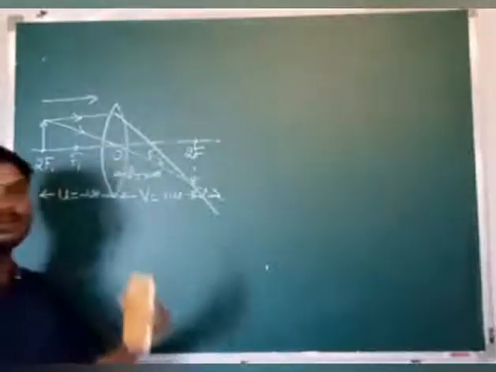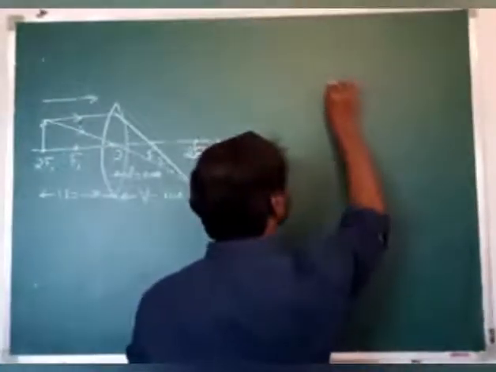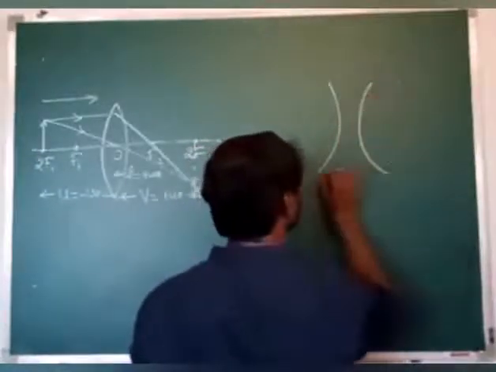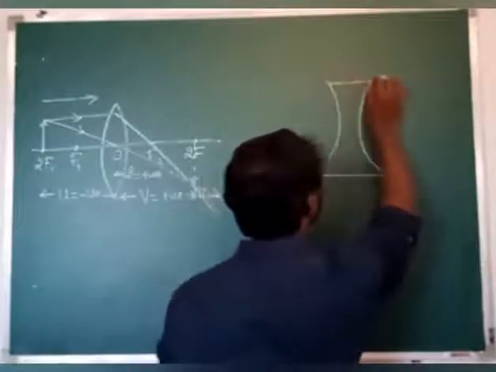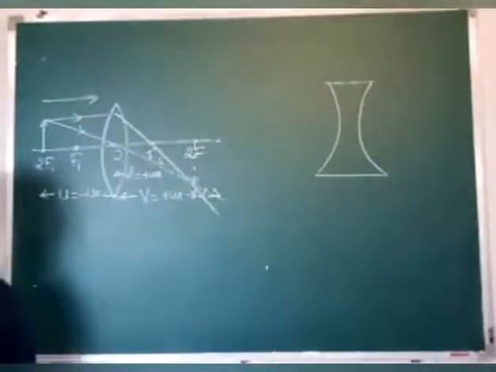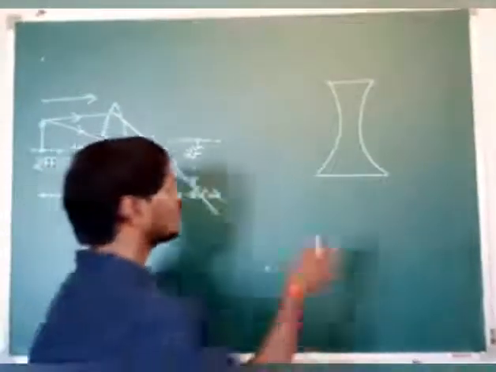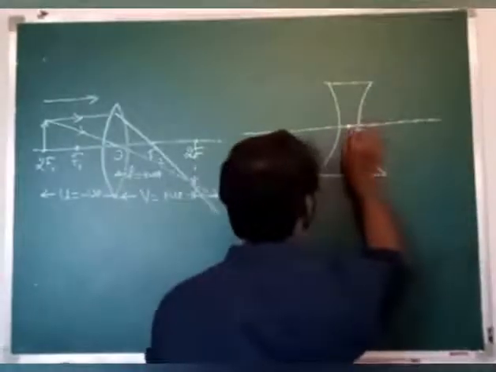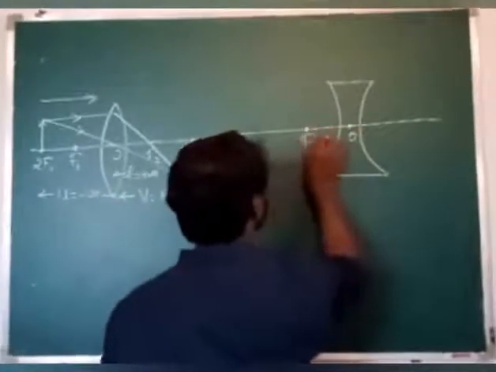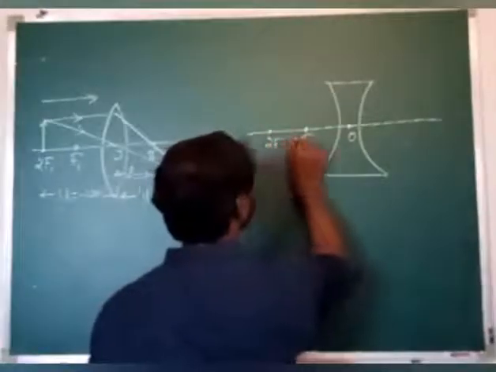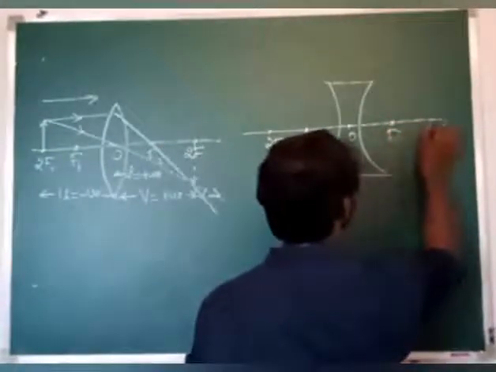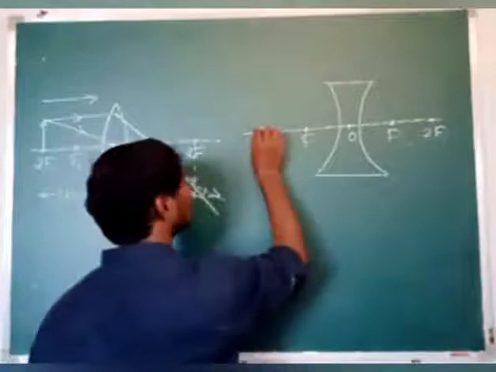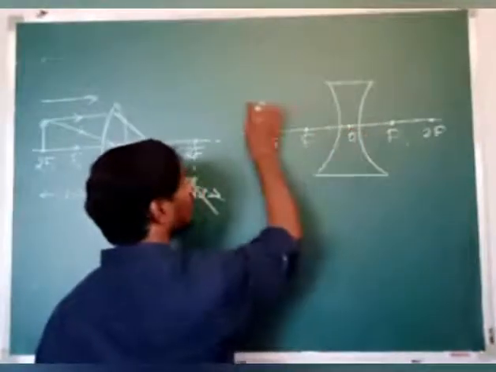Okay, but in case of a concave lens, the image formed by the concave lens is always virtual and erect. Yesterday we discussed this one only. Then it is the optical center, focus, and 2F. Again it is F and 2F. Suppose I take the object anywhere between the optical center and infinity.